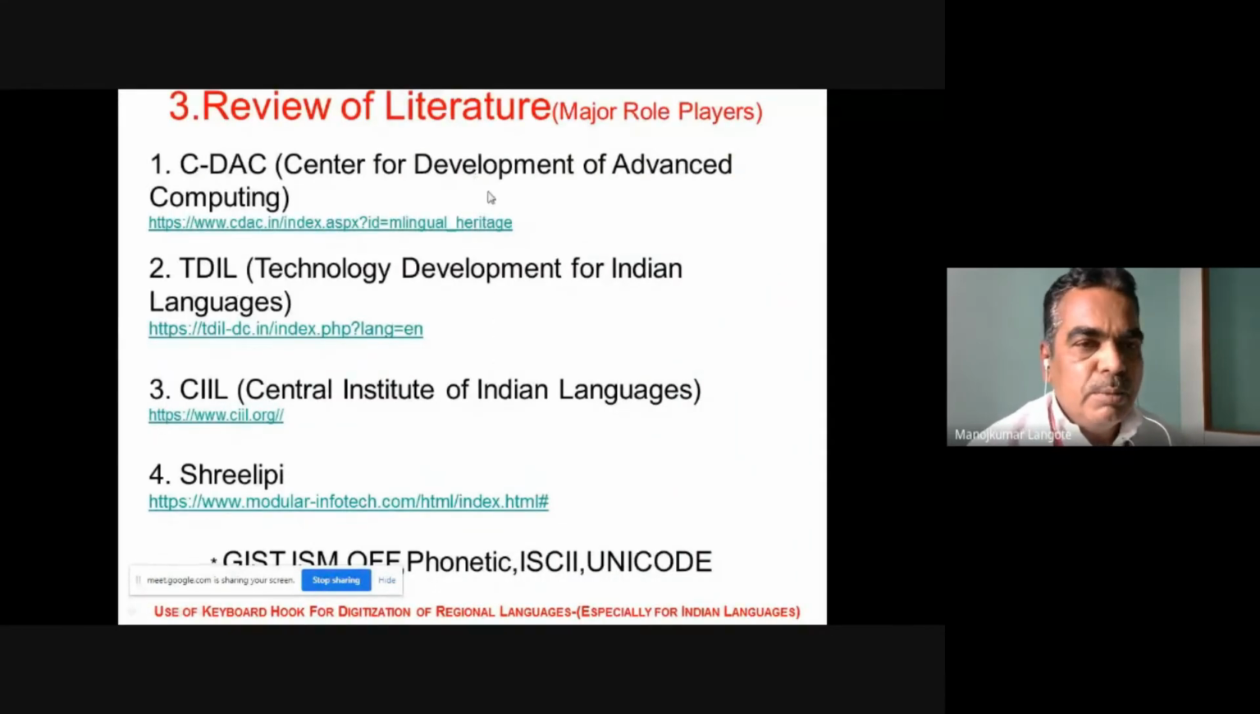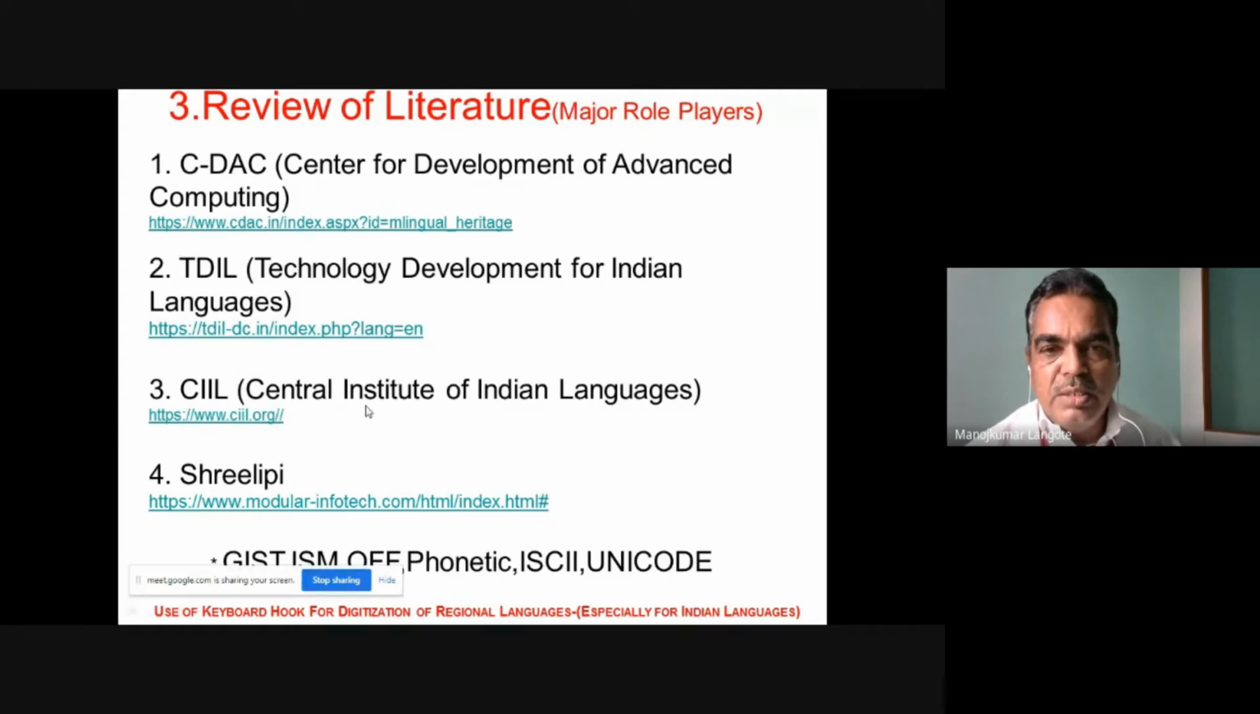Review of literature. In this multilingual programming, CDAC is involved in the research of this multilingual programming. I have referred to the website of CDAC and the different software developed by CDAC. Then TDIL, that is also a mission started by the Government of India, that is Technology Development for Indian Languages.